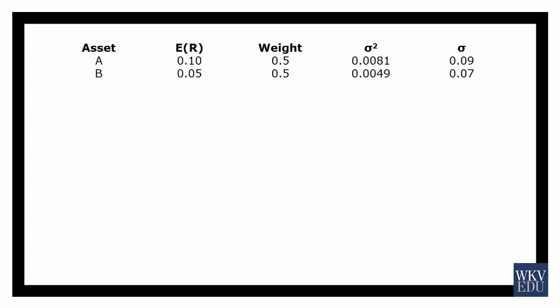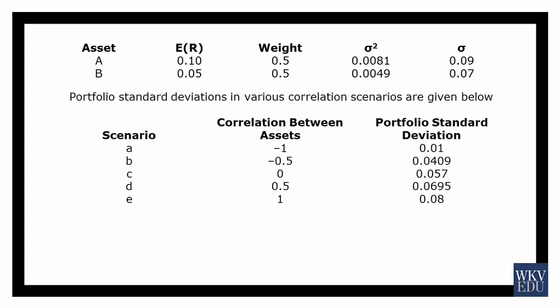Let's go through a brief example to highlight some important points. Assets A and B have the following expected returns, portfolio weights, variances, and standard deviations. Portfolio standard deviations in various correlation scenarios are also given. First of all, remember that the portfolio's expected return does not vary with the correlation coefficient of the two assets. The expected return on the portfolio is 7.5%, which is nothing but the weighted average of the expected returns.